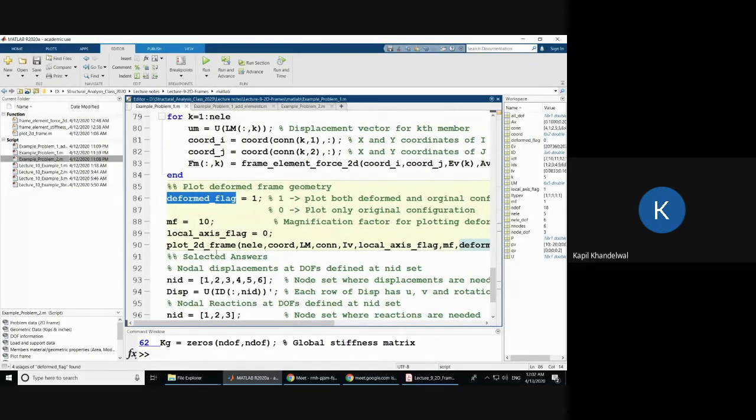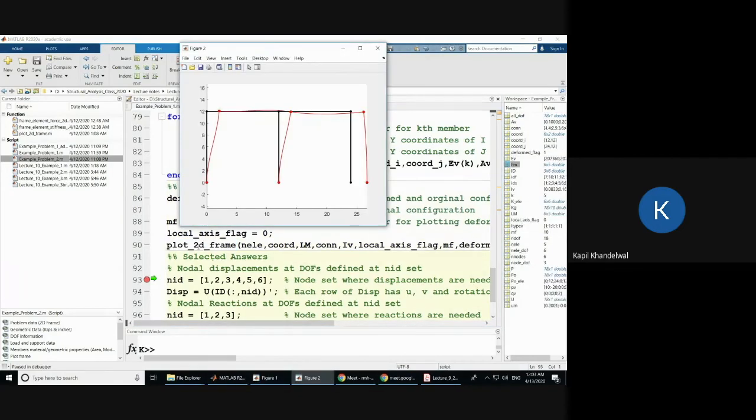You can see that when I'm plotting my deformed geometry, I have turned the local axis flag off because I don't want to plot the local axis anymore. And this function can plot the deformed geometry. So this is the deformed geometry.